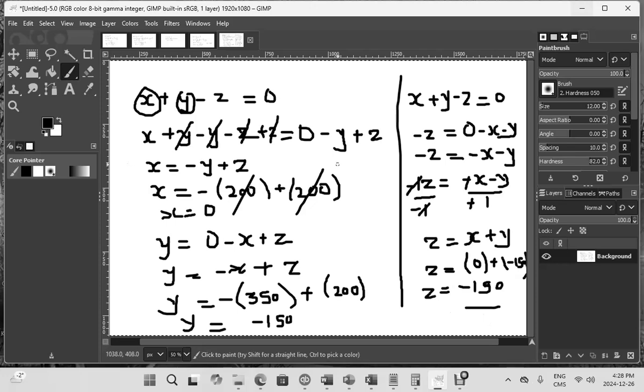All right, so this is basically how you isolate and solve for variables for your system of equations.